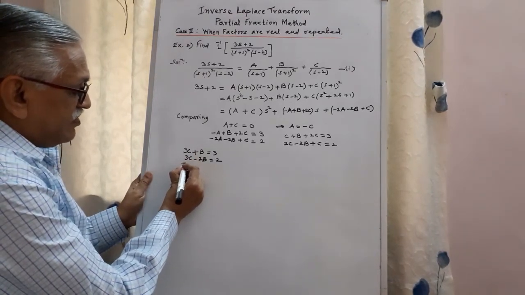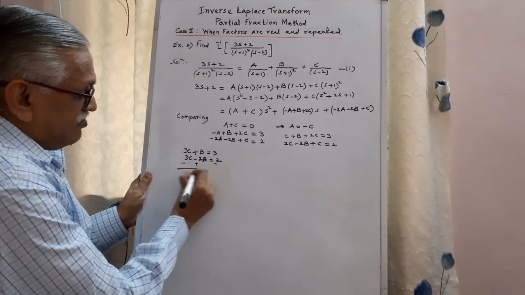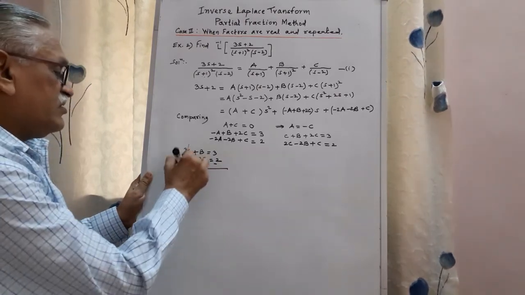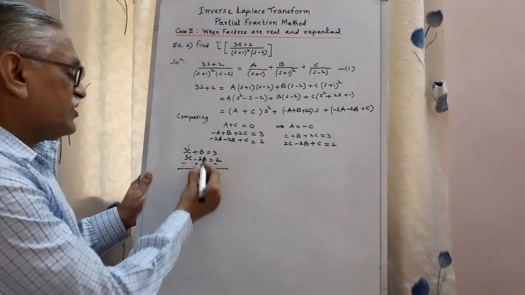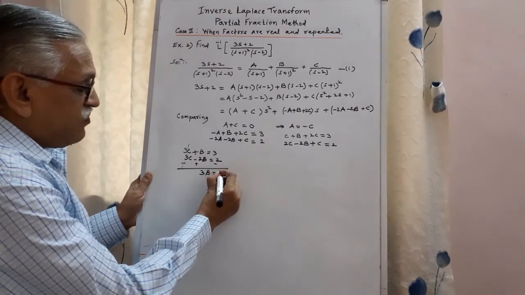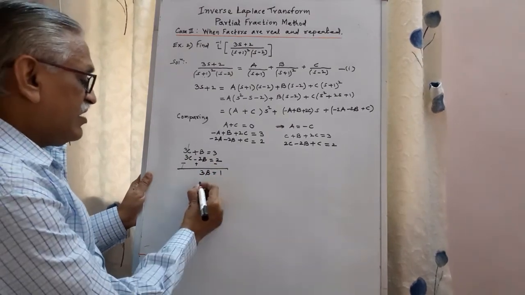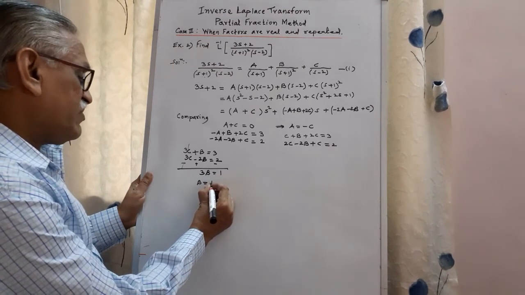technique. Subtracting, this becomes plus, this becomes minus, so that the c terms get cancelled. 2b plus b we get 3b, 3 minus 2 we get 1. It gives you b is equal to 1 by 3.